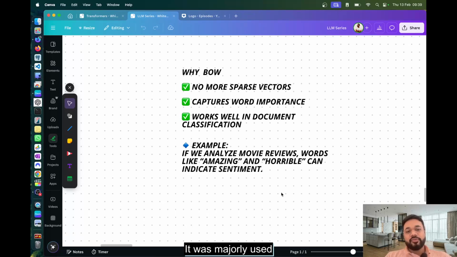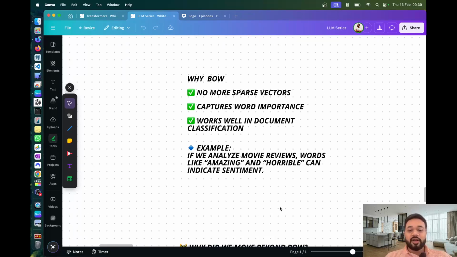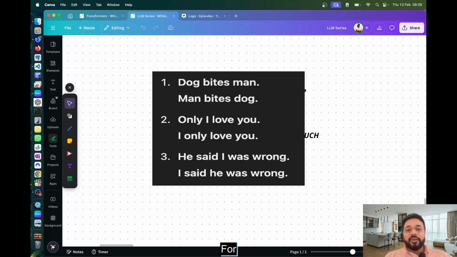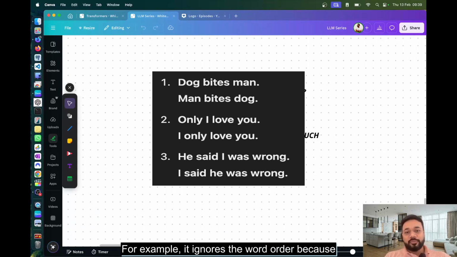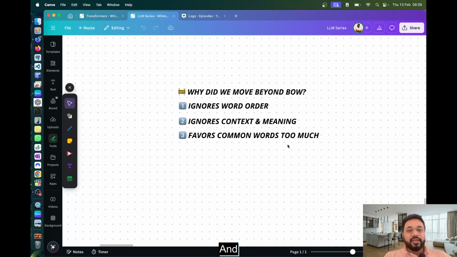It was majorly used for document classification tasks, but of course it has its own drawbacks and intricacies, and that's why we need to move beyond bag of words itself. For example, it ignores the word order, because the order of the words changes the meaning of the entire sentence, and that was ignored over here. You're just taking counts of the words.